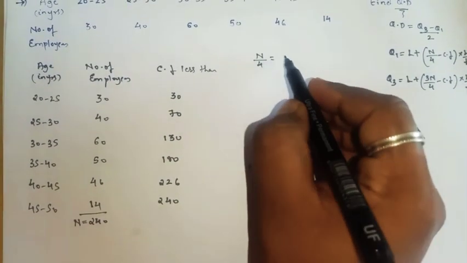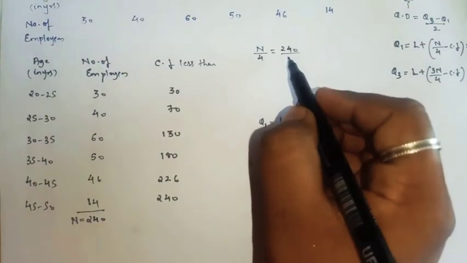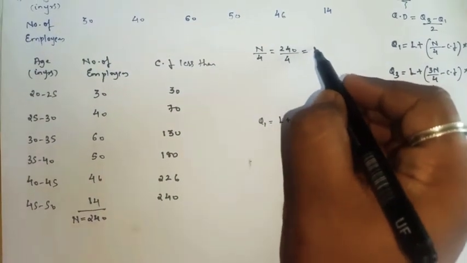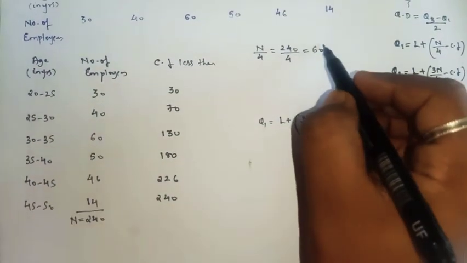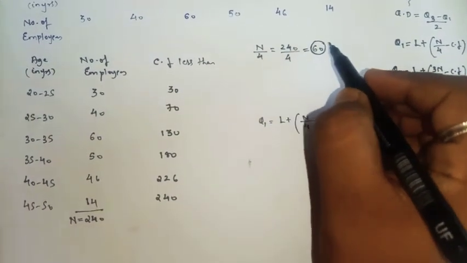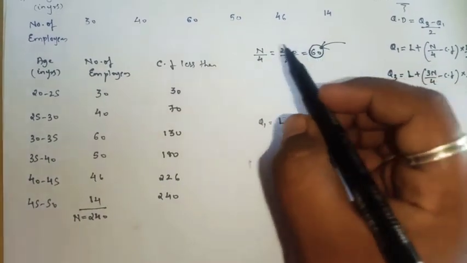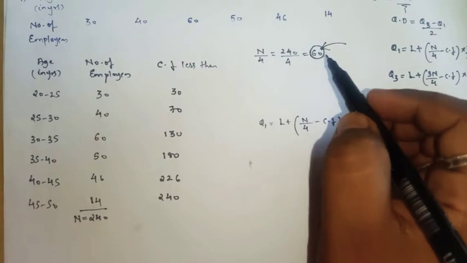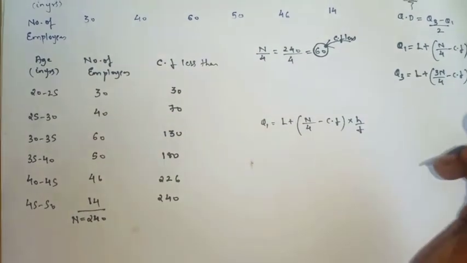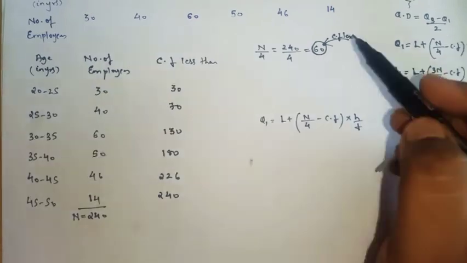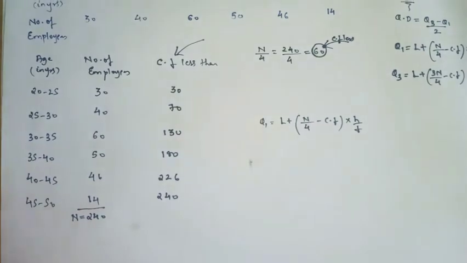So here N is what? N is 240. So 240 upon 4, here you will get 60. After getting this value, what exactly do we have to do? Take this number, check this 60, where does it lie in the cumulative frequency less than column? You have to check the 60, where does it lie.